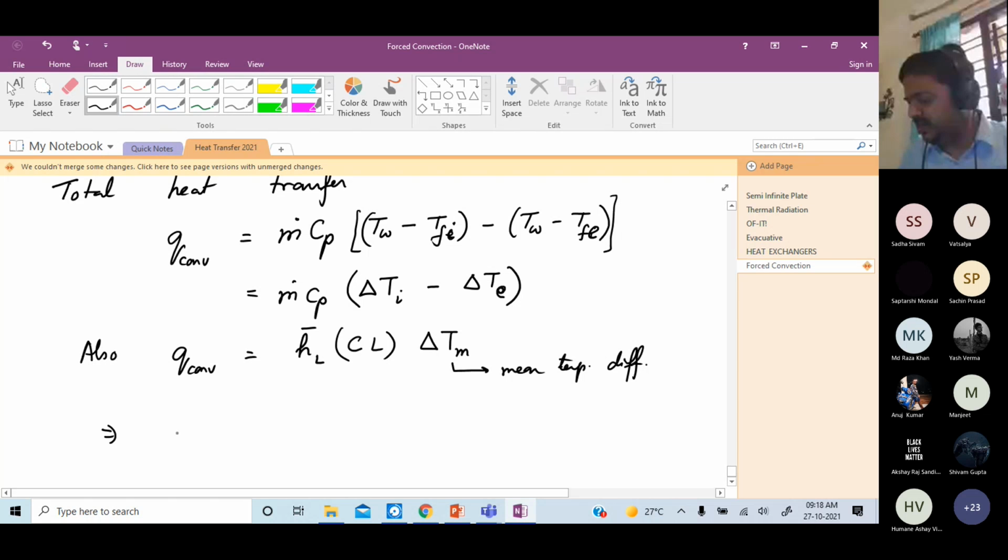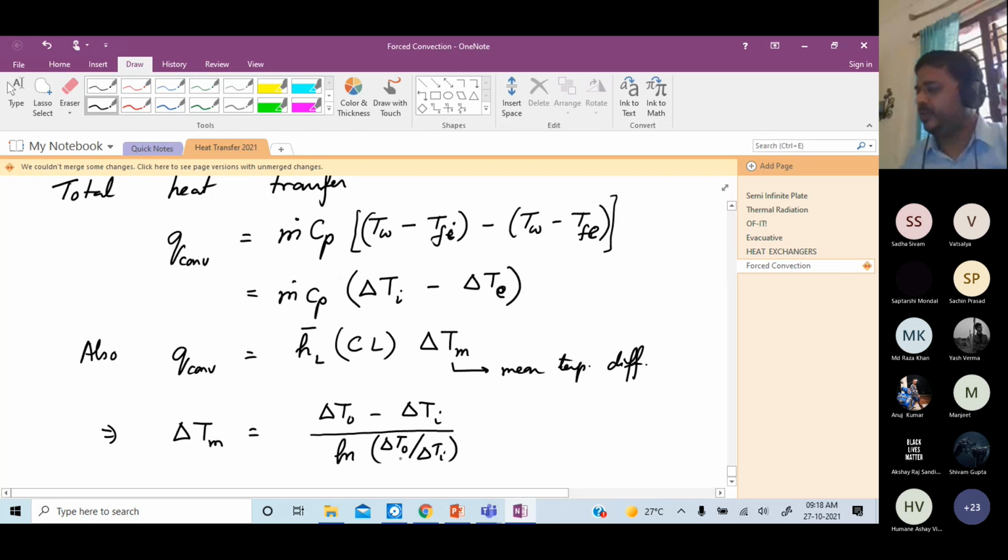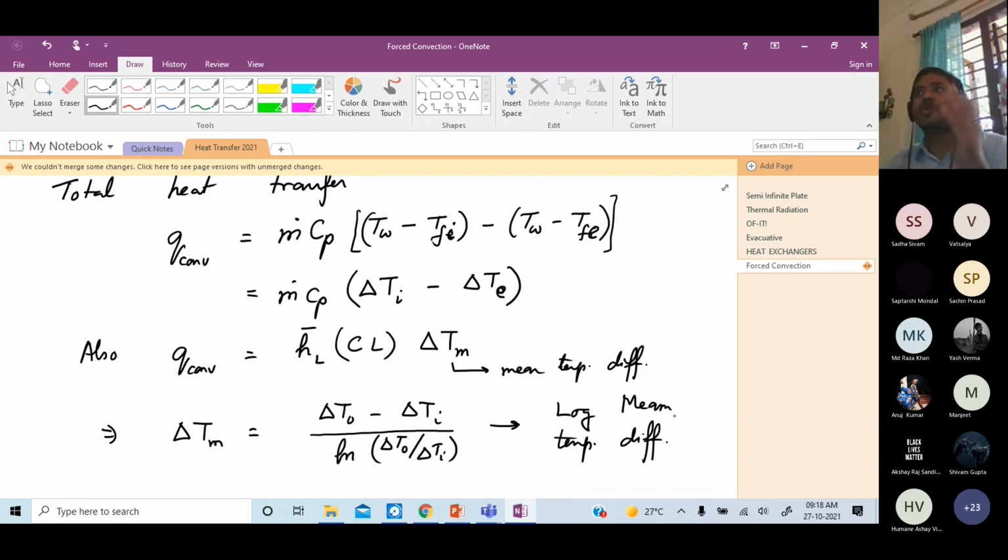So this implies the mean temperature difference is delta Ti divided by log of... Okay. And this, my friends, we know. This is called the log mean temperature difference. Because think about it, this is also like a heat exchanger, except a heat exchanger where the hot fluid temperature doesn't change. Maybe the hot fluid is condensing.